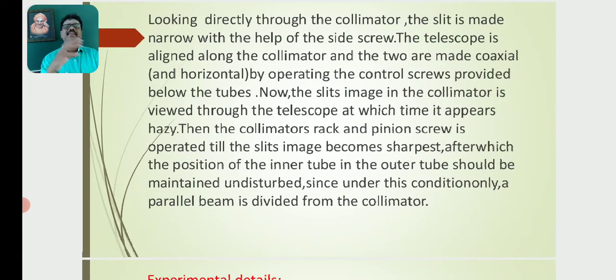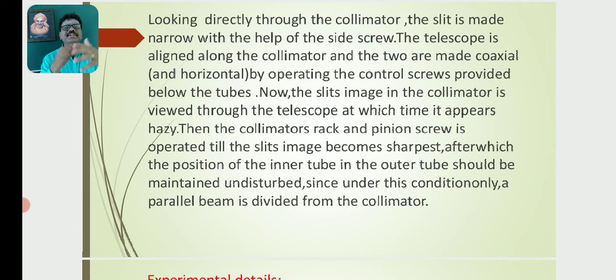So looking directly through the collimator, the slit is made narrow with the help of the side screw. The telescope is aligned along the collimator and the two are made coaxial and horizontal by operating the control screws fitted below the tubes. Now the slit's image in the collimator is viewed through the telescope, at which time it appears hazy.